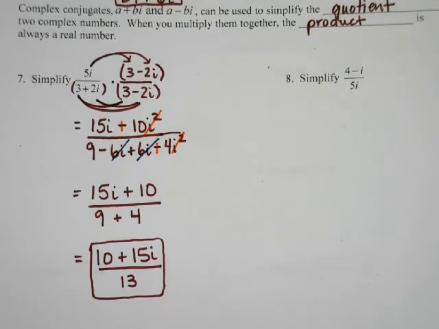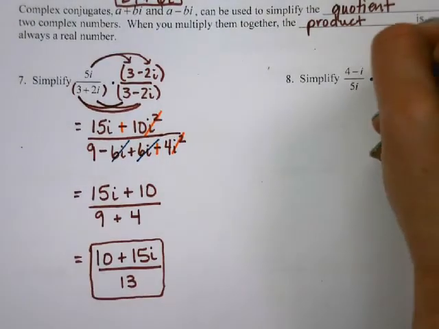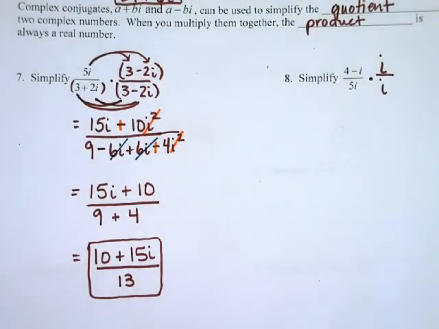Okay, number 8, last one. When you only have one term in the denominator, you don't necessarily have a conjugate. Conjugates are two-termed things. I could multiply everything by 5i, but then I'm just making everything bigger. So I don't necessarily have to rationalize by 5i. Could I just give him an i and it would go away? Yeah, because i squared is negative 1. So when you have one term in the denominator, you just have to rationalize by i.